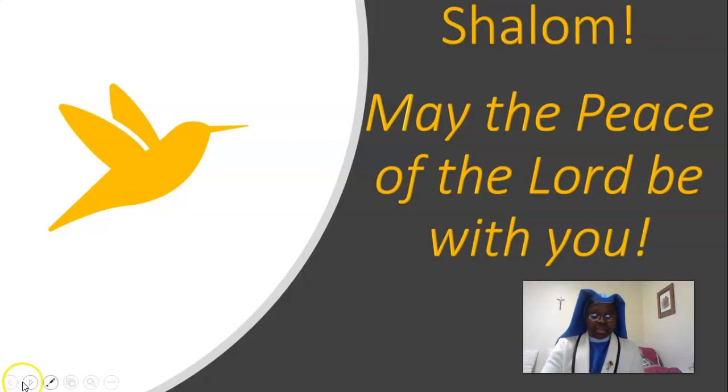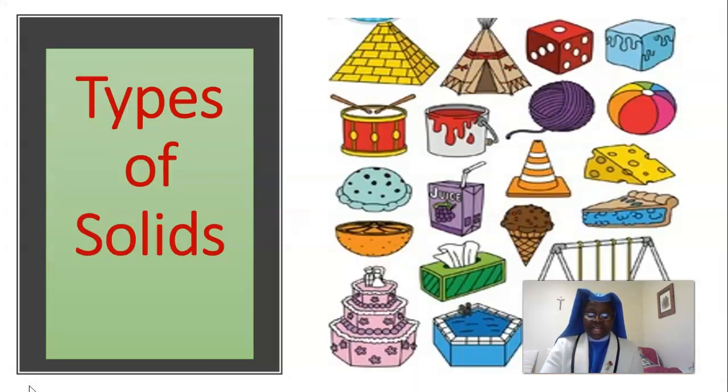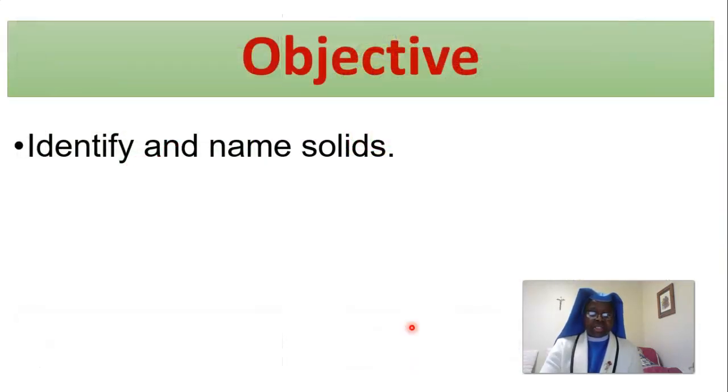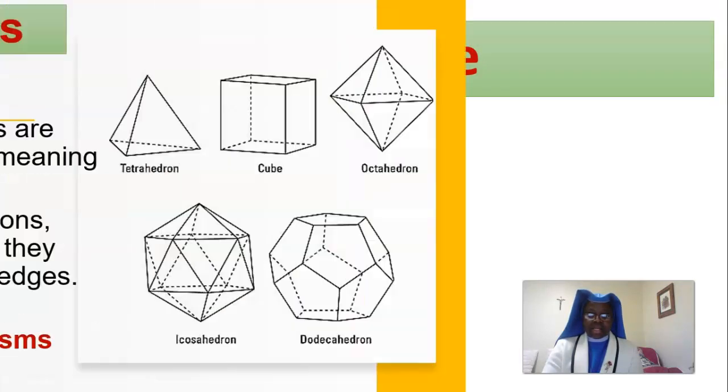Today we are going to look at types of solids. Very simple lesson, just identifying solids. There are many kinds of solids in real life. We see them in cones, in juice cans, in cakes, different kinds of three-dimensional shapes. So there are specific names, and that's what we're going to do: identify them and name them.